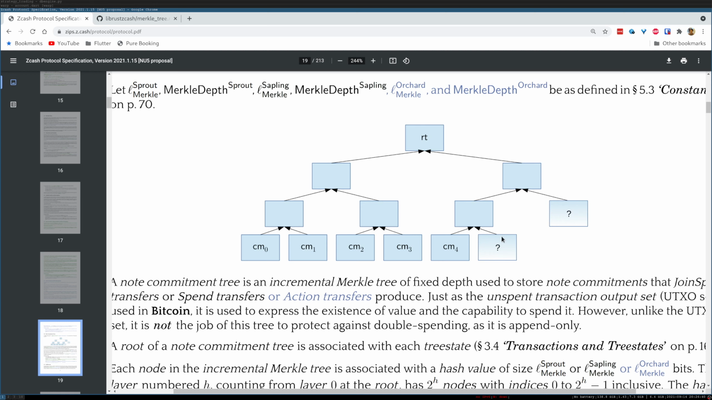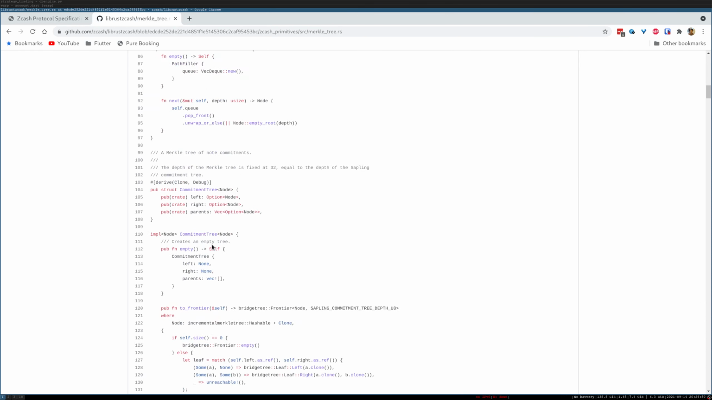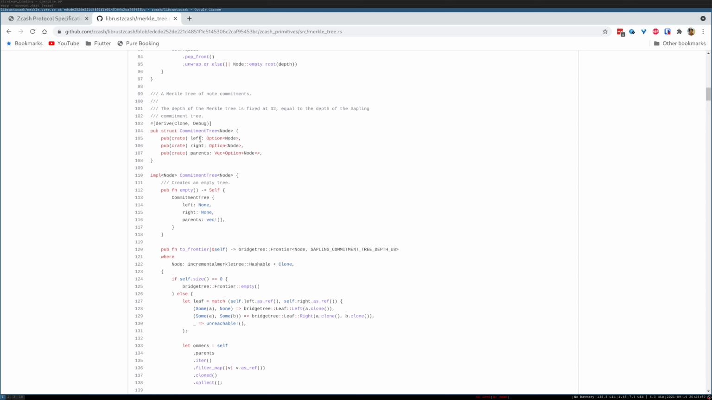So let's begin with an empty tree. Nothing's there, and let's see what our data structure here, the commitment tree, looks like when it's completely empty. So if it's empty, we can see that's the definition here, which says that the left and the right nodes are empty, and the parent vector is also empty. So kind of makes sense. If the tree is empty, the commitment tree has no information, so no node everywhere, and an empty vector.